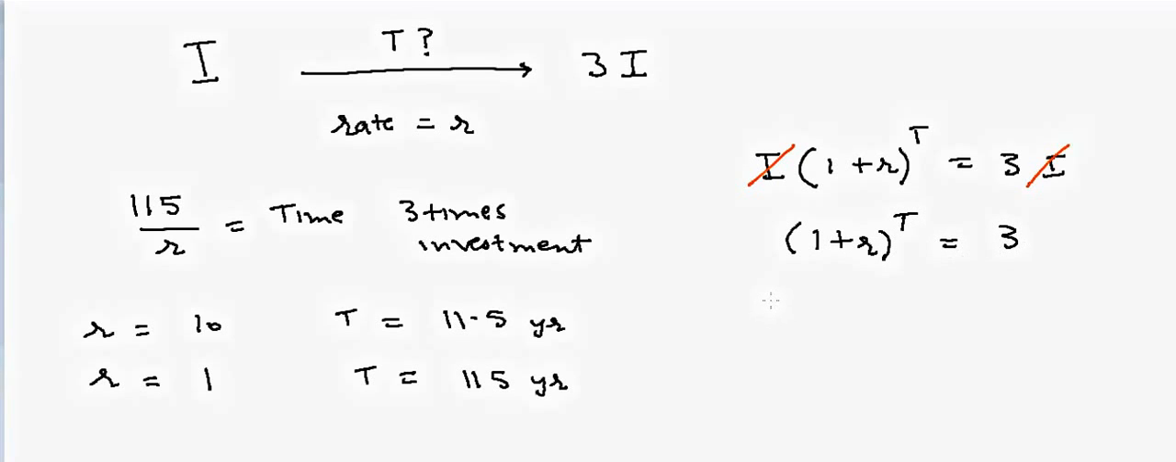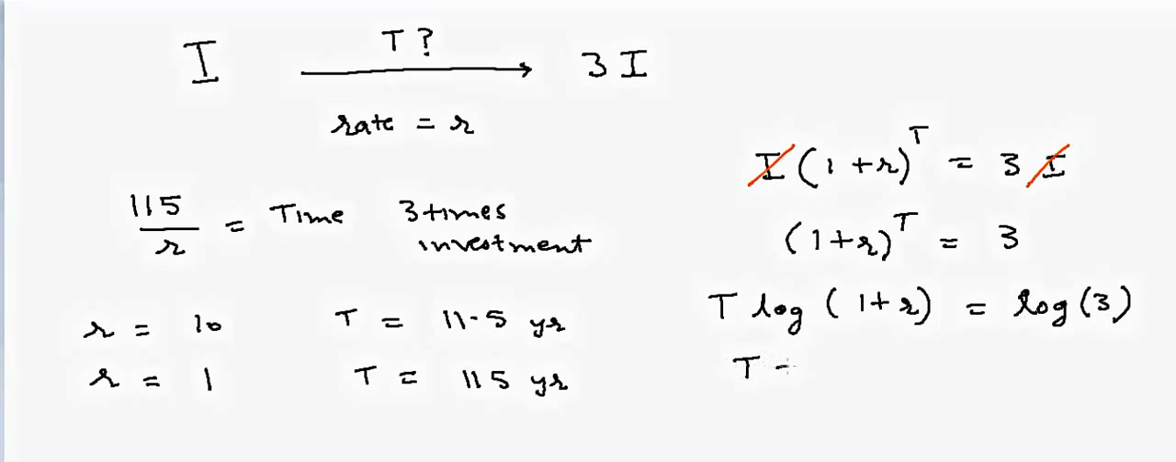So if we solve this equation, we can take log on both sides. So if we take log, t times log of 1 plus r is equal to log of 3. So t is equal to log of 3 divided by log of 1 plus r.